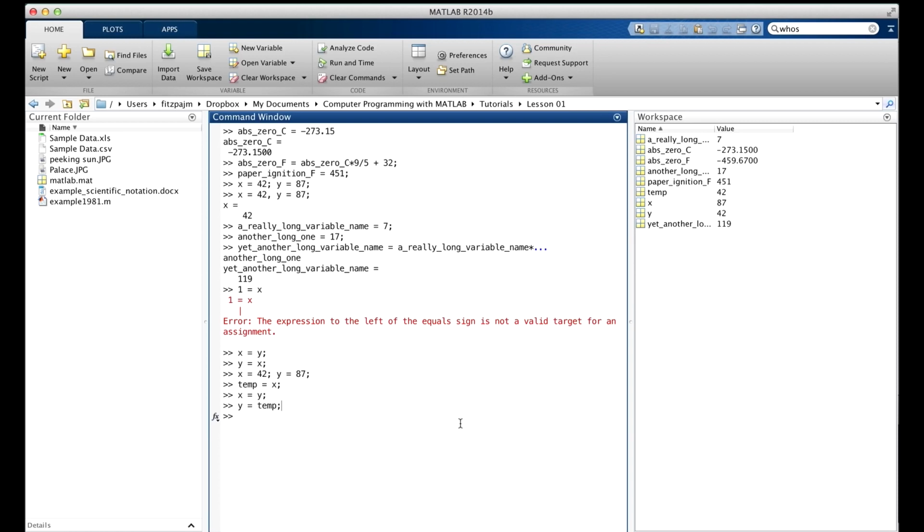Look, for example, at the formula we use for calculating absolute zero in degrees Fahrenheit. Right up here. It's correct, but suppose we typed this. Everything's the same, except that we used a minus instead of a plus.